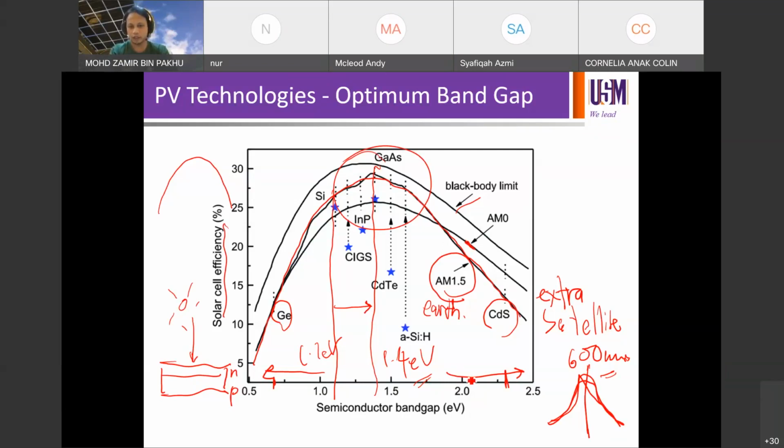If you go to the right, you are increasing the band gap of the semiconductor. So what happens if you increase the band gap? If you use 2 point something, for example, is it any easier for the photons to be absorbed compared to the lower band gap? Go back to E photon versus Eg that we learned before.